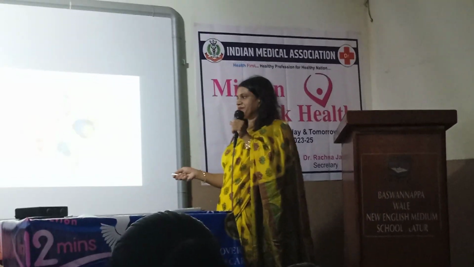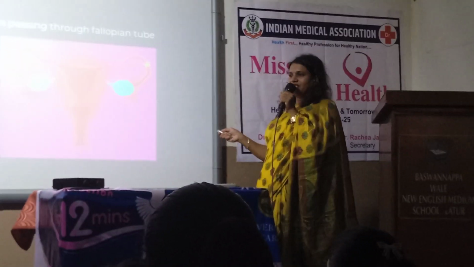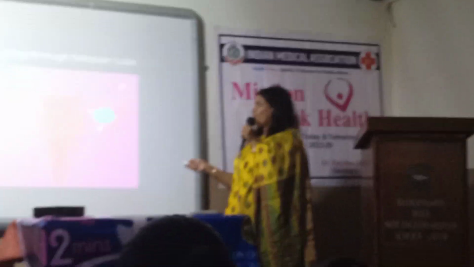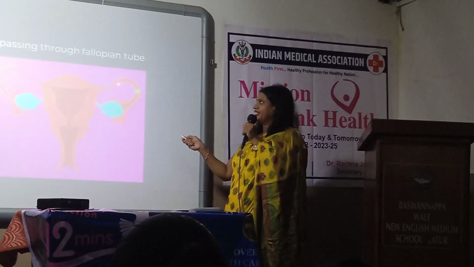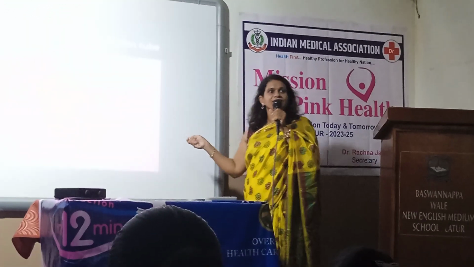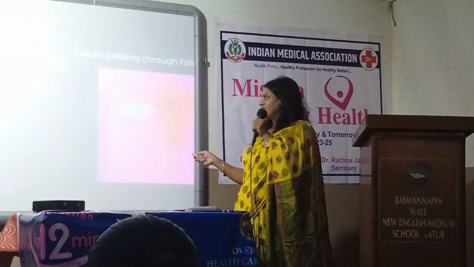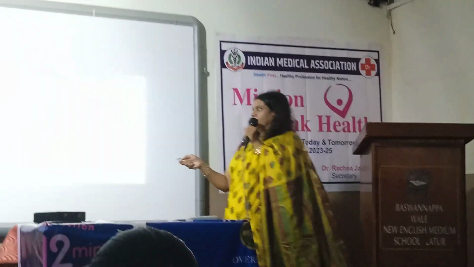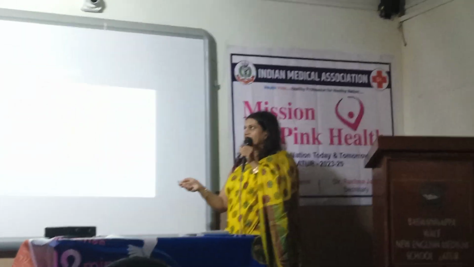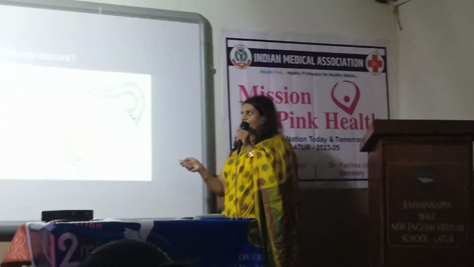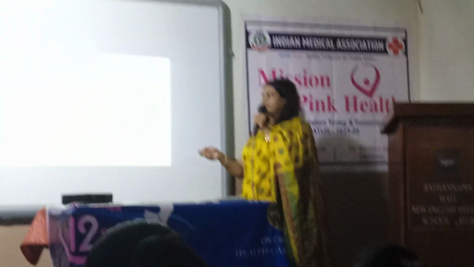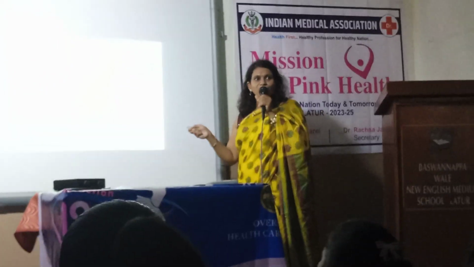Okay, next please. So this is the diagrammatic representation of how the ovulation is occurring and how this ovum is getting transported through the fallopian tube. All of you can see this? Okay, next please. Now, I already told you that this ovum has two paths. Either it will travel through the fallopian tube and come directly into the uterus, or it can get into pregnancy.